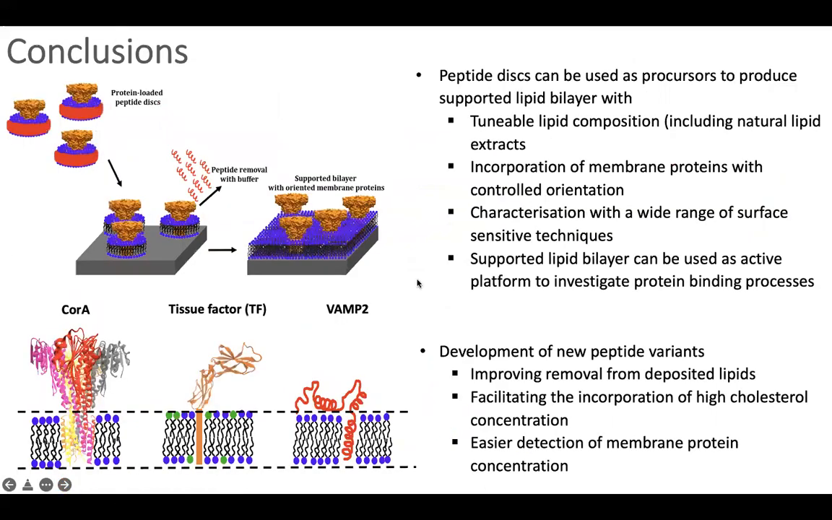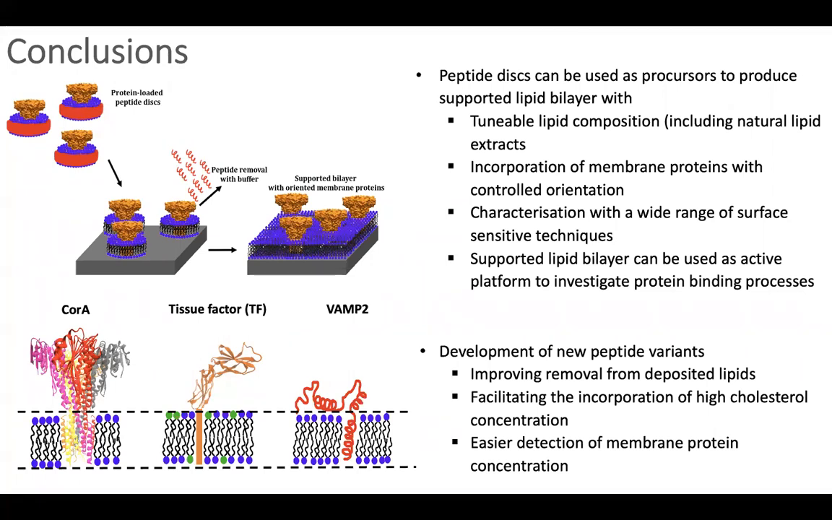So I hope that with this presentation, I have convinced you that the peptide discs are indeed a very interesting system when it comes to forming supported lipid bilayers with a highly variable lipid composition, including different synthetic phospholipid mixtures, but also more complex natural lipid extracts. You can incorporate in this bilayer membrane proteins with a controlled orientation, and it is compatible with different surface sensitive methods and membrane proteins of different sizes. Although if you are mainly interested in neutron reflectometry experiments, perhaps when you are approaching the VAMP2 size, that might be a little bit of the limit.